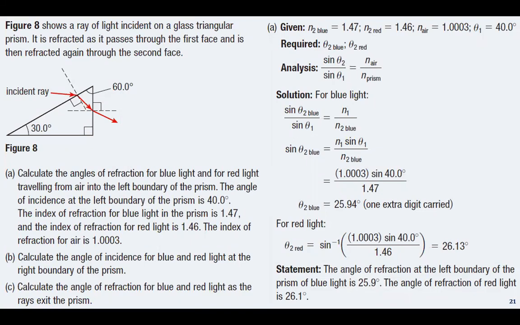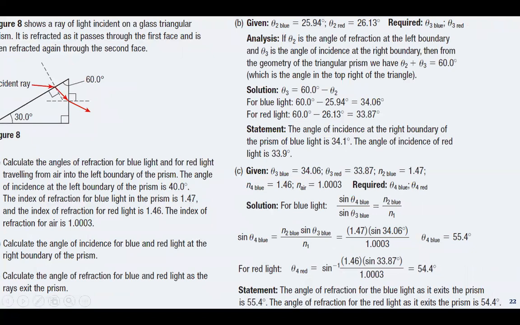So according to Snell's law, we have the following relationship: sine theta2 over sine theta1 is n air over n prism. Solving for blue light gives us sine theta2 blue equals n1 sine theta1 over n2 blue. So that gives us about 25.94 degrees. Using the same method, we can solve theta2 red as 26.13 degrees. So the angle of refraction at the left boundary of the prism for blue light is 25.9 degrees, and for red light is 26.1 degrees.